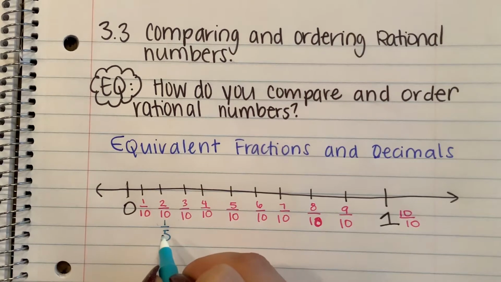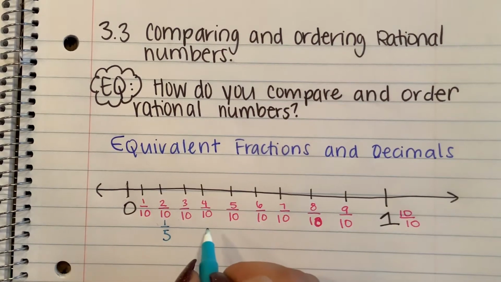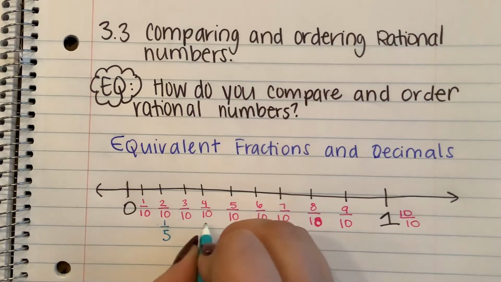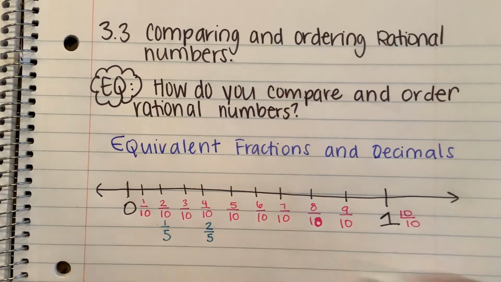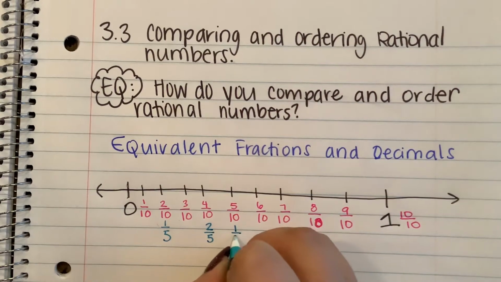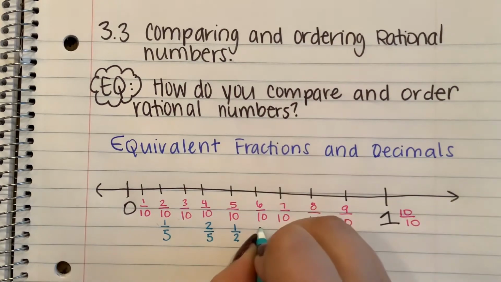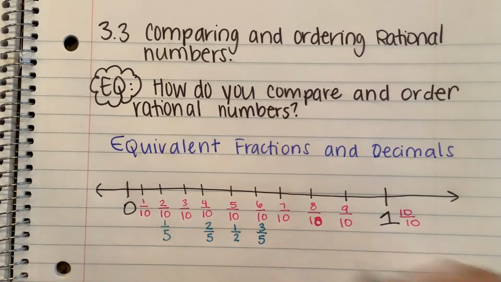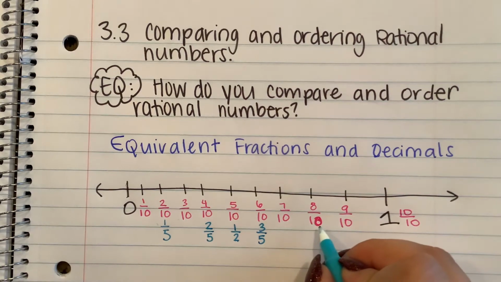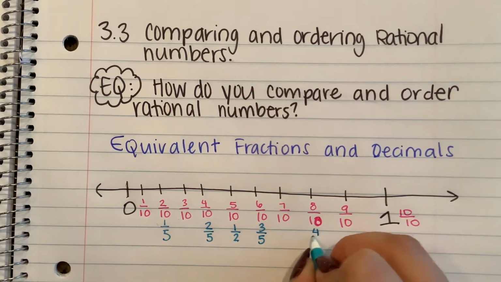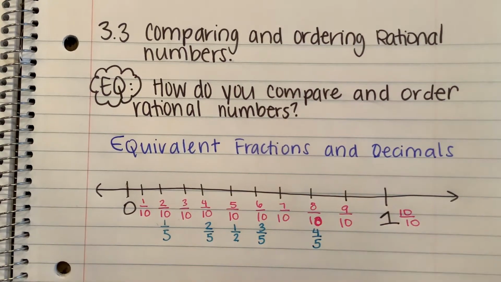We could reduce 4/10 down to 2/5. 5/10 we could reduce down to 1/2. 6/10 we could reduce down to 3/5. 8/10 we could reduce down to 4/5. And 9/10 will stay the same. 10/10 reduces down to 1.